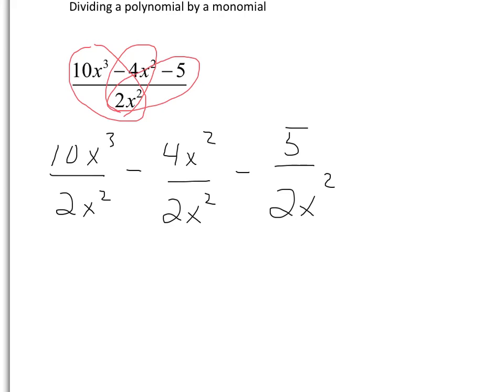So now I'm going to have to divide each of these similar to how we divided back in the exponent rules section. So 10 divided by 2, that's 5. X to the third over x to the second. So 3 x's on top, 2 x's on the bottom. That leaves me with just 1 on the top. Minus 4 divided by 2 is 2. X squared over x squared, that cancels out, so there's no x squareds left. And in this last one, there's no x's on the top and just an x squared on the bottom. So I'm going to leave that just like it is, minus 5 over 2x squared.